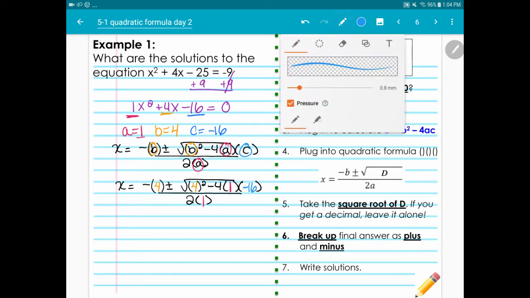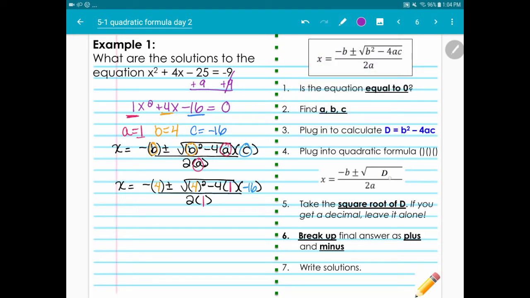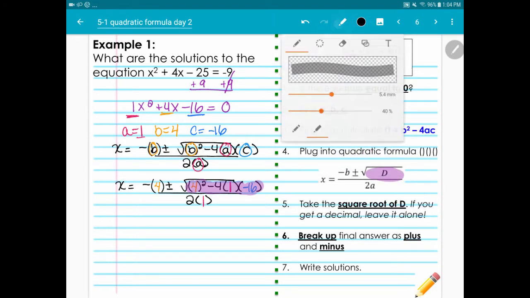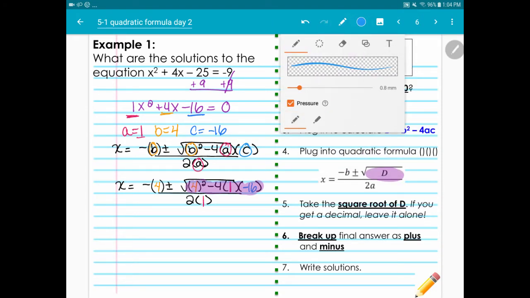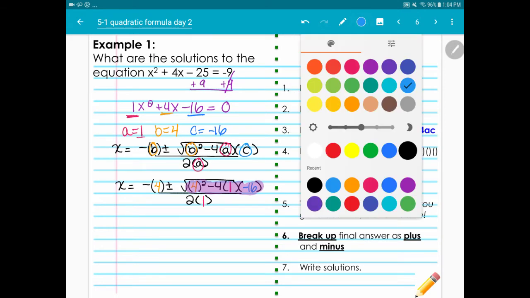Now remember yesterday we talked about simplifying only the D section first. Remember the D is just what's underneath the square root. So everything else is still going to stay the same, but we are going to simplify that. So I'm going to rewrite this while you are plugging into your calculator in order to simplify.